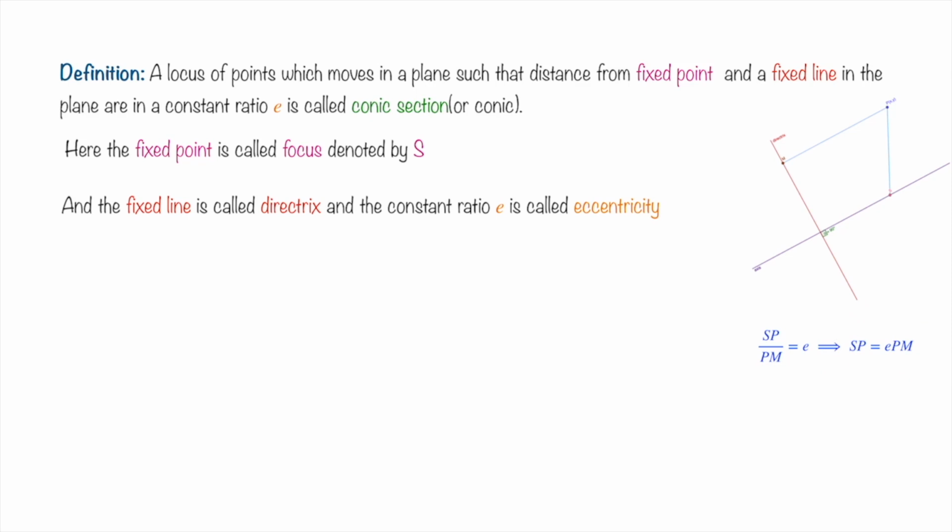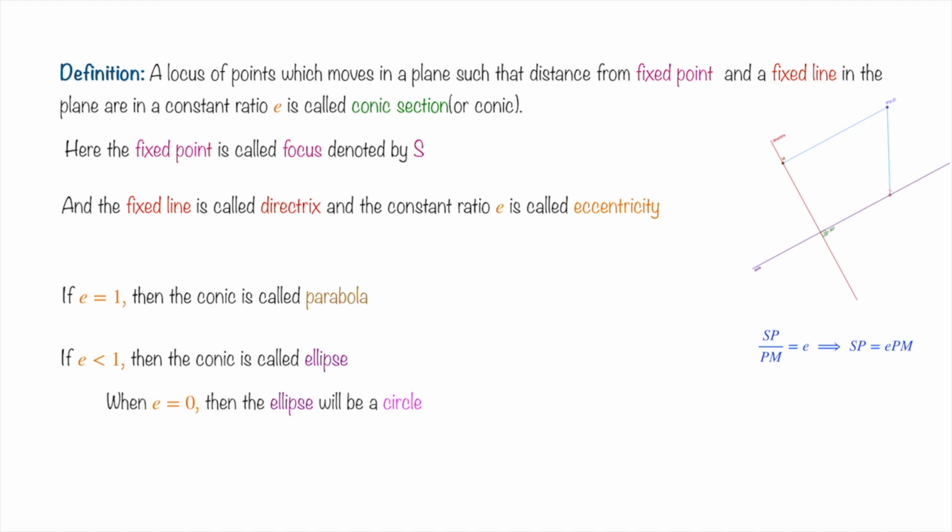The type of the conic that we are going to get will be completely characterized by the eccentricity value E. Now let me state what values of E will give what conics. If E equals 1, then the conic you get is called a parabola. If E is less than 1, then the conic is called an ellipse. There is a special case here. When E is less than 1, E could be 0 also, right? When E equals 0, that ellipse will be a circle. Next, if E is greater than 1, then the conic is called a hyperbola.